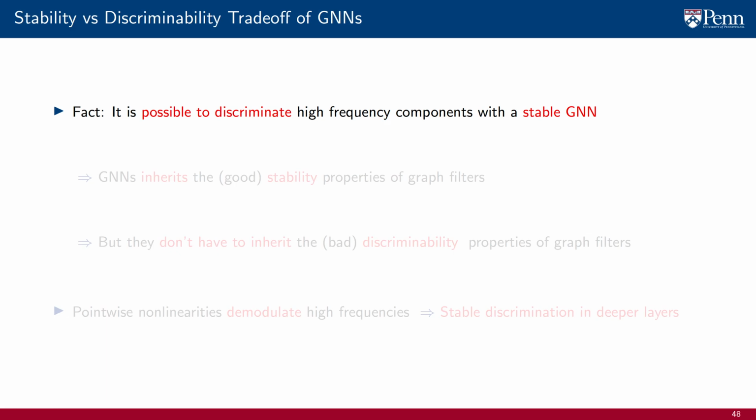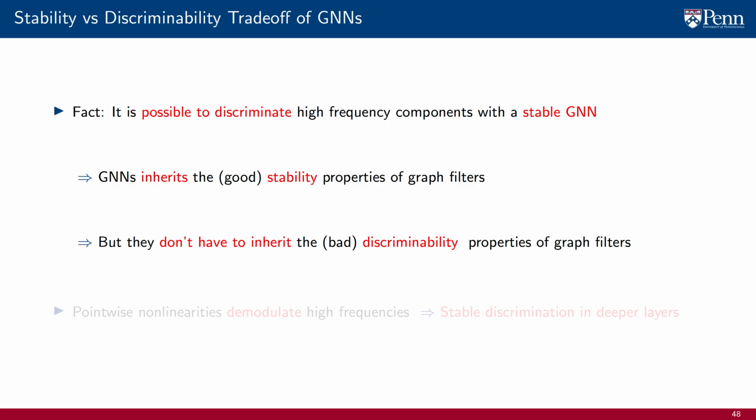A fact we can state in contrast to graph filters is that it is possible to discriminate high-frequency components with a stable GNN. This is because the GNN inherits the stability properties of graph filters. This is good. Having stable learning is useful, necessary even.